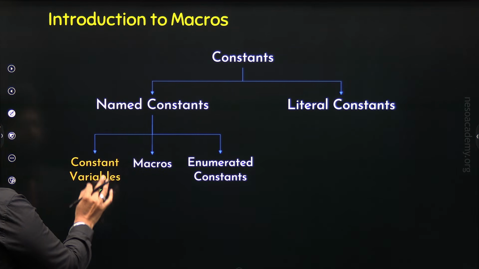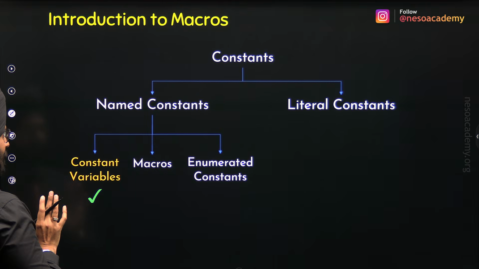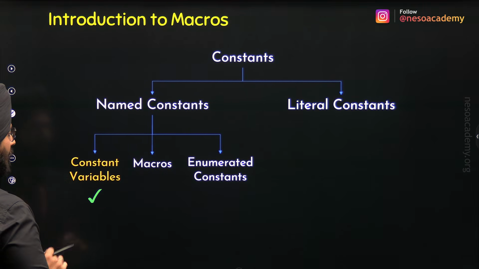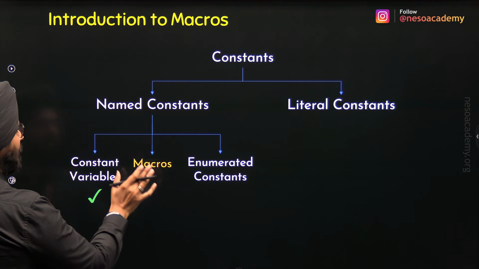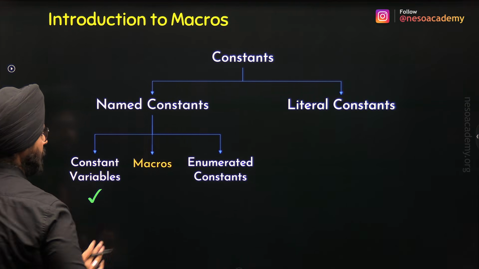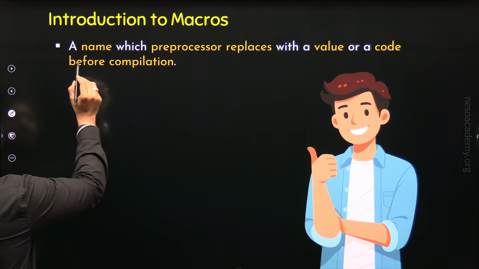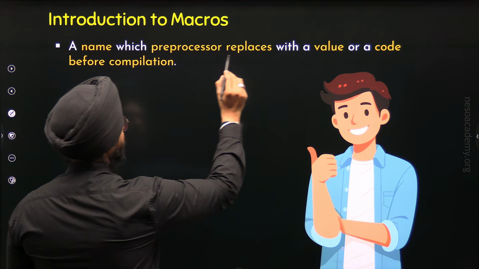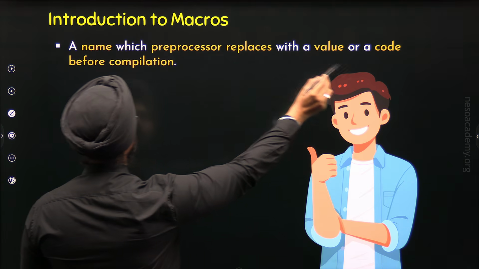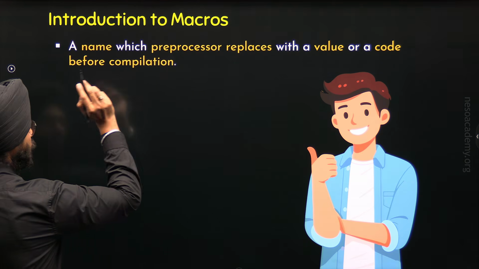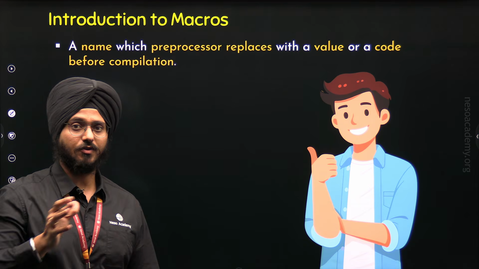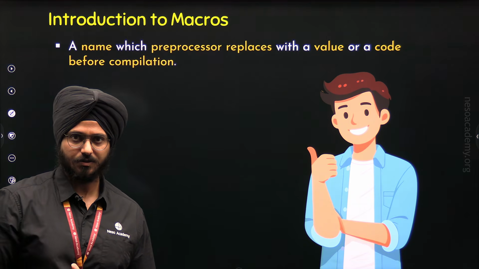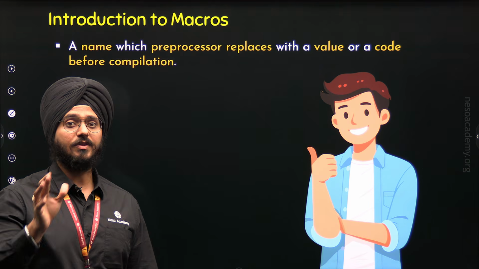We learned constant variables in the last lecture. We are done with this topic. Now we are moving towards macros. Let's understand this type of named constant. A macro is a name which preprocessor replaces with a value or a code before compilation. So macro is a name which is replaced by the preprocessor. It has nothing to do with compiler.